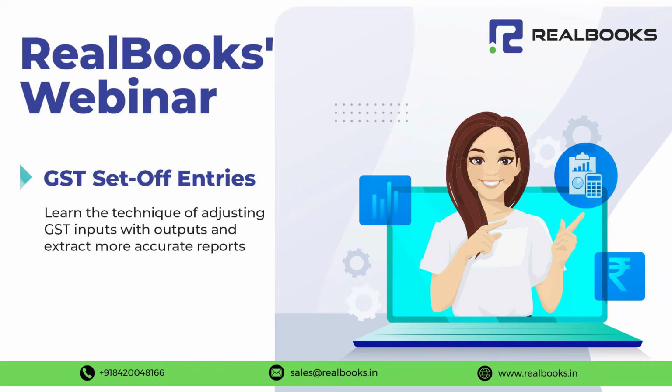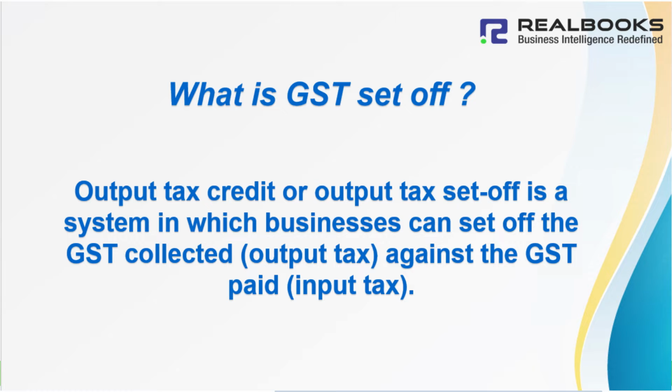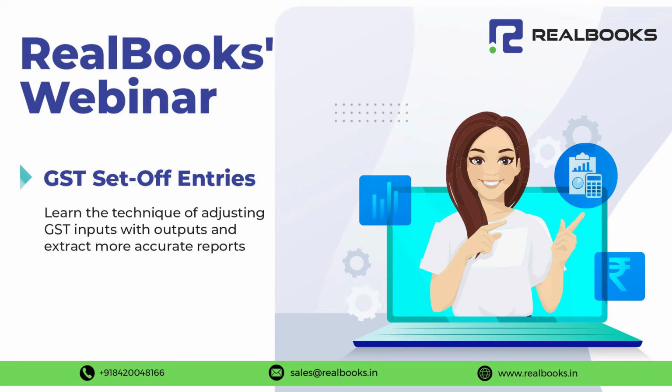So today's topic is: what is GST set off? Output tax set off is a system in which businesses can set off the GST collected, that is the output tax, against the GST paid, that is the input tax. At the end of the day, whatever net payable is there for the GST part, we are supposed to update the GST set off transactions in RealBooks. So how to do that? Let's begin. I'll quickly share my screen.